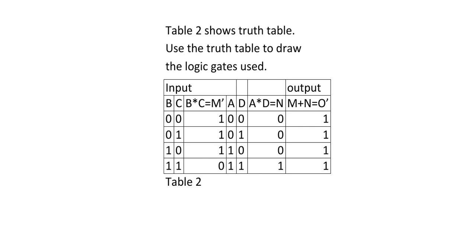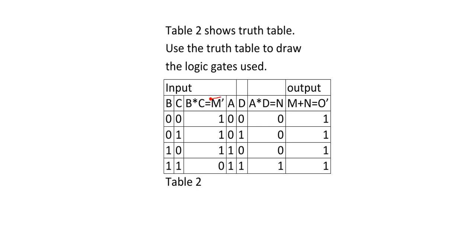Table 2 shows a truth table. Use the truth table to draw the logic gates used. So we have inputs B, C. We have B and C, which will get not M. This not M is the same as M bar.